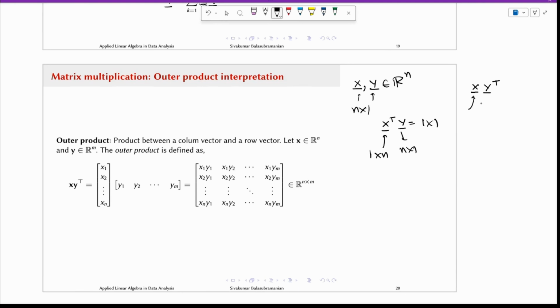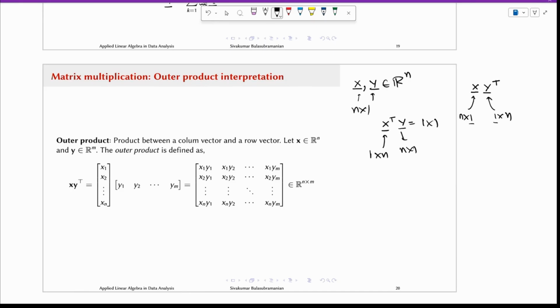Well, I am essentially asking, do the shapes of X and Y transpose are they compatible for matrix multiplication? What is the shape of X? Column vector. N cross 1. What is the shape of Y transpose? Yeah, 1 cross N. Both are from Rn. Can you multiply these two together? You can, right? But what do you get when you do this?